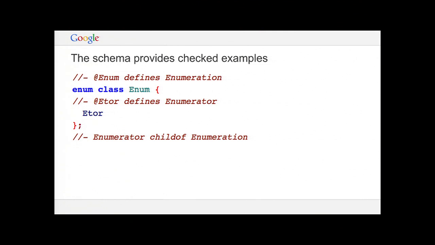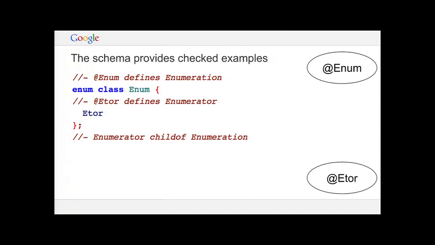So we'll give you this example in C++, where we have an enum class named enum that defines an enumeration. And we have some enumerator, etor, that is defined in some sense by this token. And the relationship we want to look for is that the enumerator is a child of the enumeration. This describes a subgraph that we're interested in verifying that when we run the tool, we get. So it looks like this.